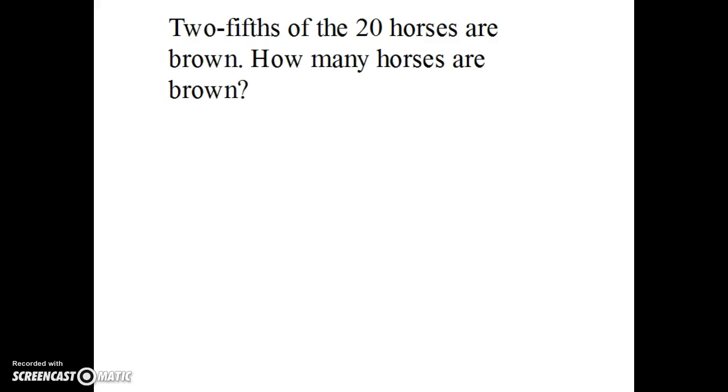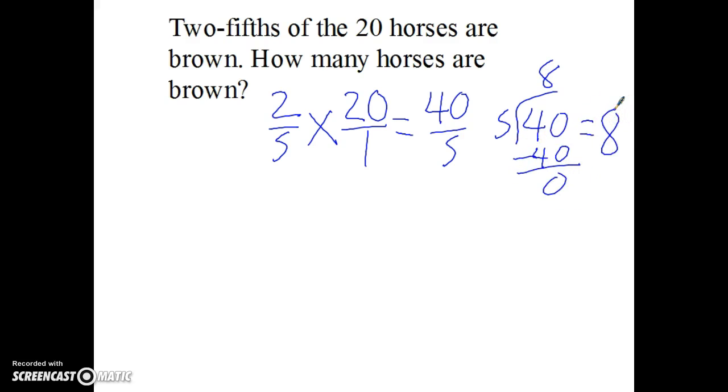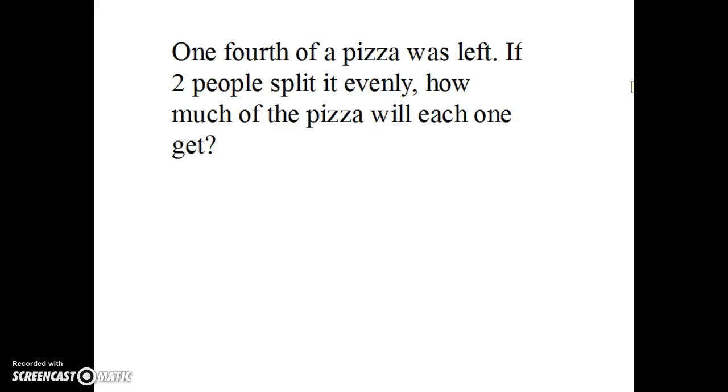2/5 of the 20 horses are brown. How many horses are brown? 2/5 of means times 20 horses. Make it an improper fraction. 2 times 20 is 40. 5 times 1 is 5. 40 divided by 5, it goes 8 times. No remainder, which is good. So 8 of the horses are brown. That answer does make sense.